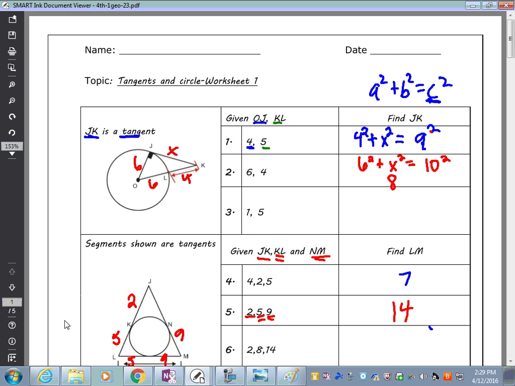Tonight you have homework. This worksheet you got on Monday is going to be due tomorrow. We're going to check it in class. So this is what we did in class.